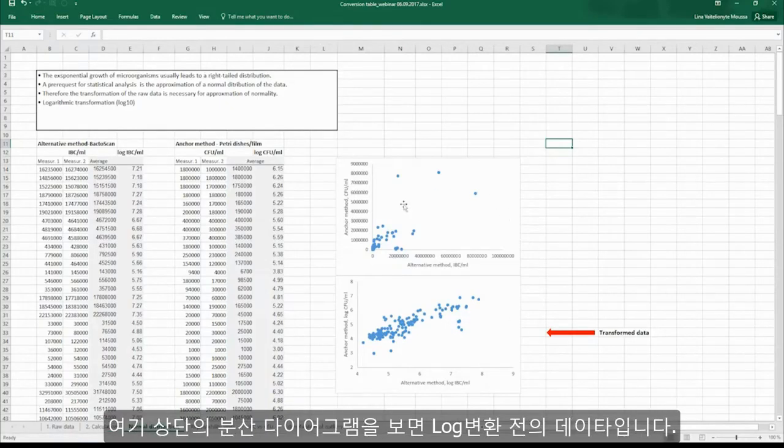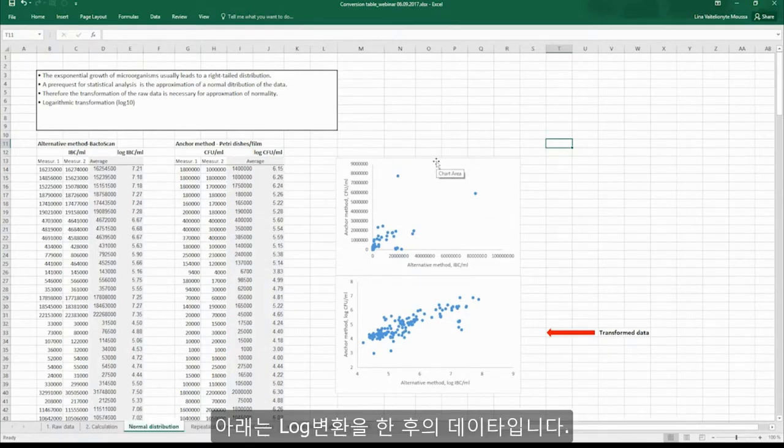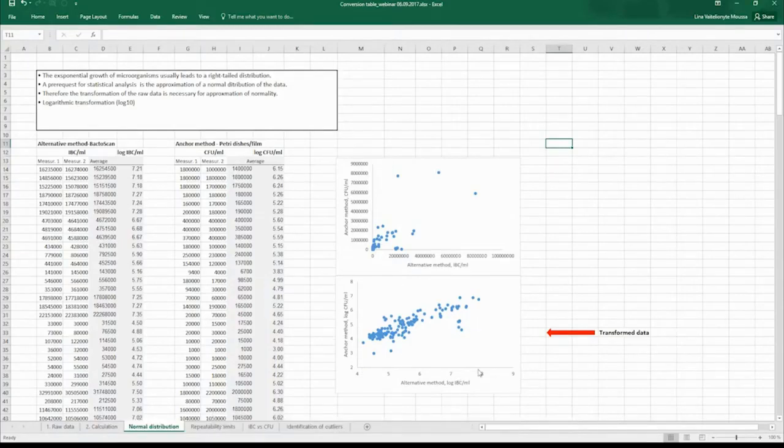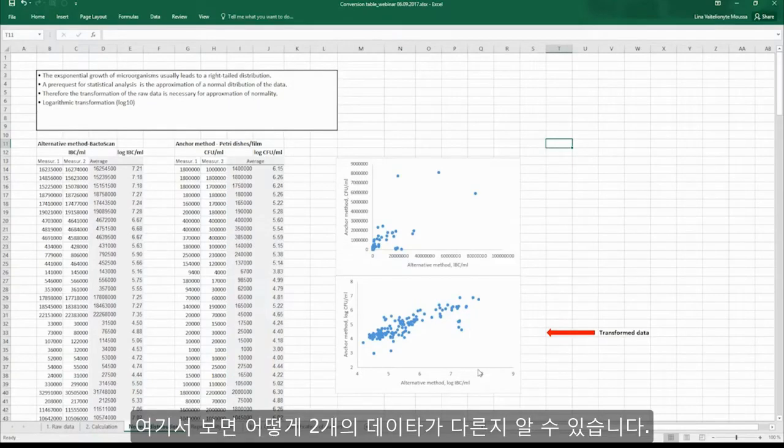In the top scatter diagram, you can see the distribution of non-transformed data, whereas in the scatter diagram below, the data have been logarithmically transformed. And you can see the difference, how the data are distributed.